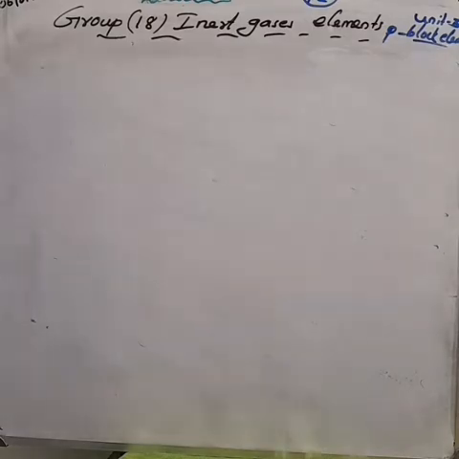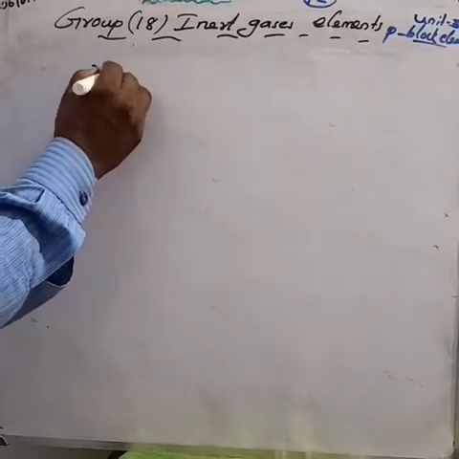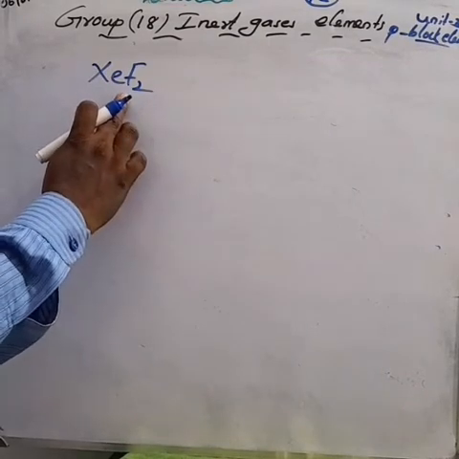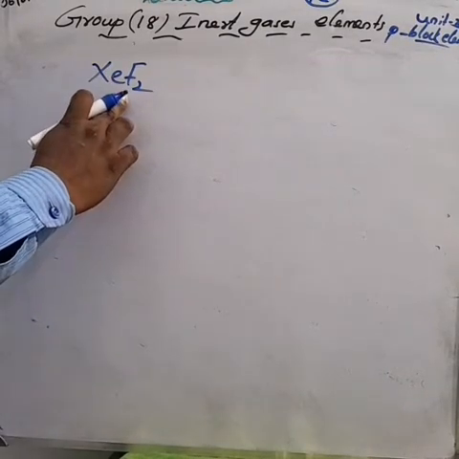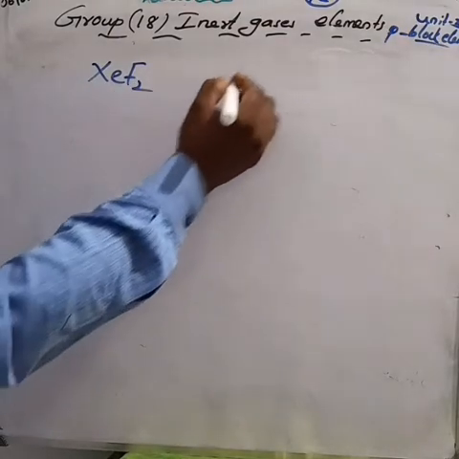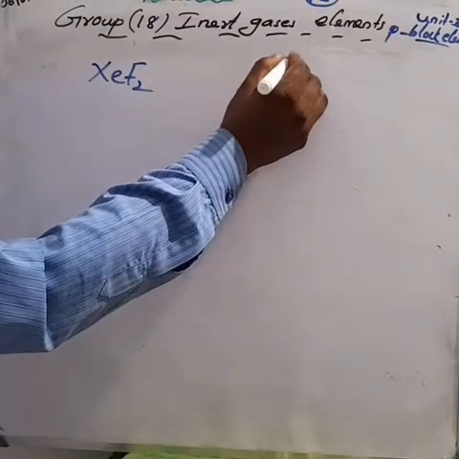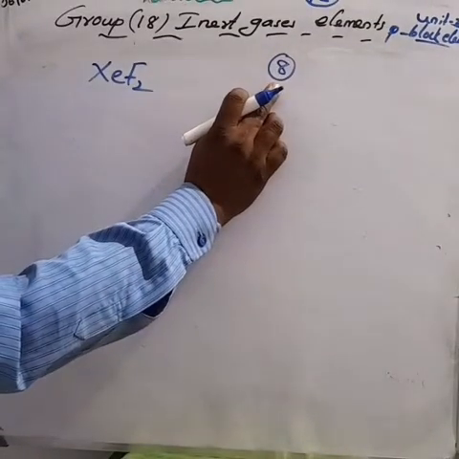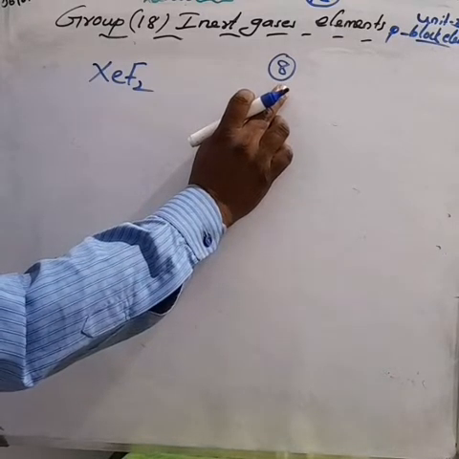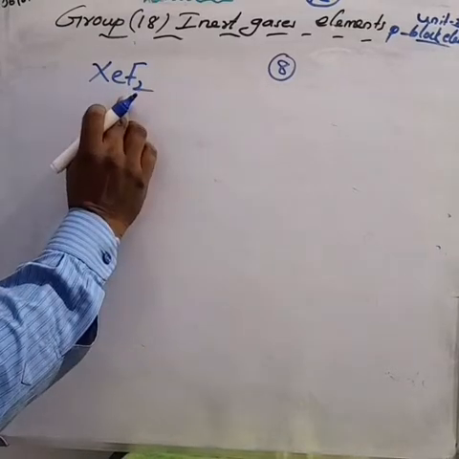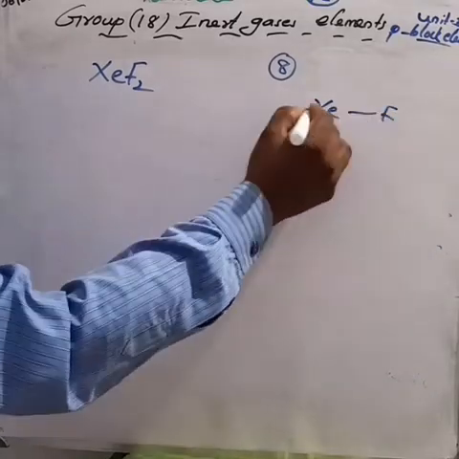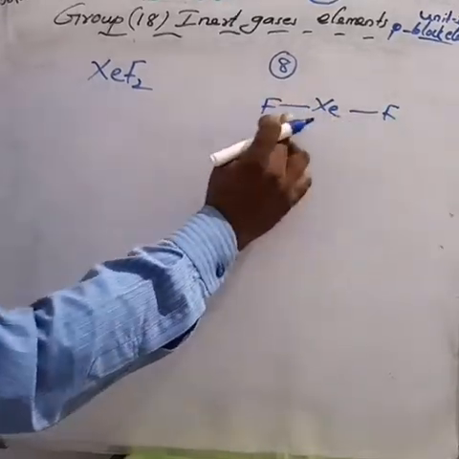First, XeF2. How many atoms are attached to xenon? 2F, am I right? 2 fluorine atoms. To find the bond pair and lone pair addition, first, the valence electrons of xenon: it is completely filled, so the outermost shell has 8 electrons, am I right? The bond pair of xenon fluoride is 2. 1 fluorine is 1, 2 fluorine is 2.